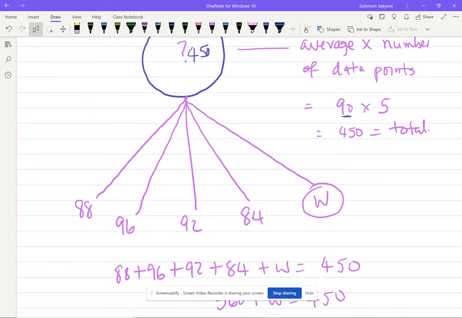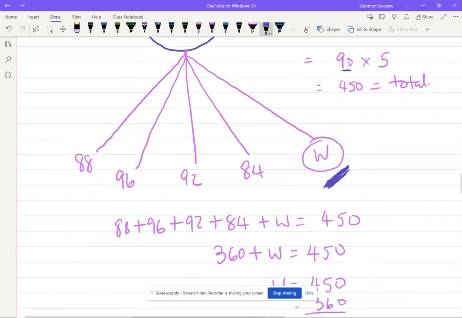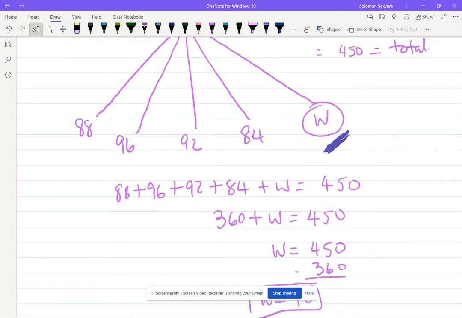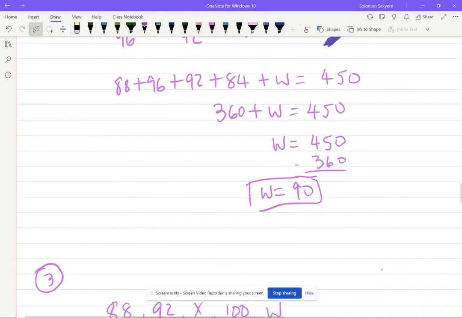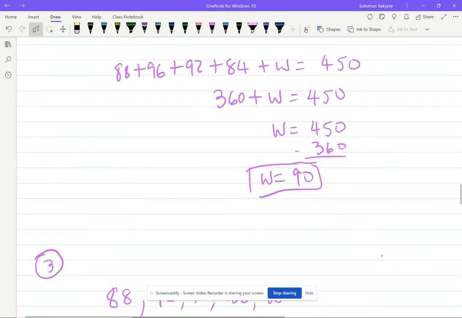Okay, so now that we know the total, we can find a missing leg, right? How do you find a missing leg? You add all the other legs, you subtract from the total. There you go.